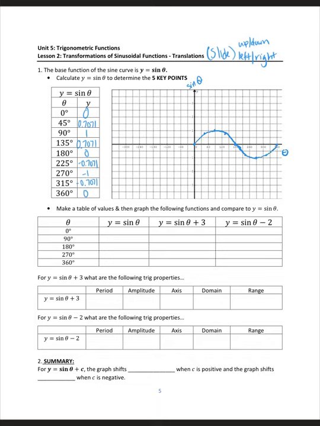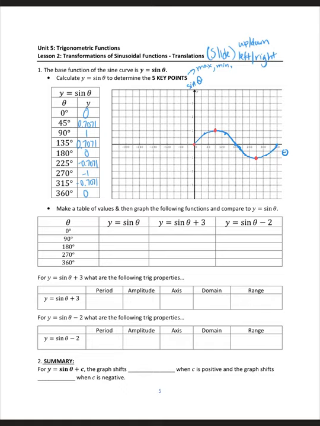Okay, I want to talk about the key points of our sine curve because that's going to help us as we continue forward with our transformation. So our key points are going to be whenever there's a turning point. So our turning points, remember, are at a maximum or at a minimum. Another key point for a sine curve, so let's highlight our maximum and our minimum. Those are our key points.